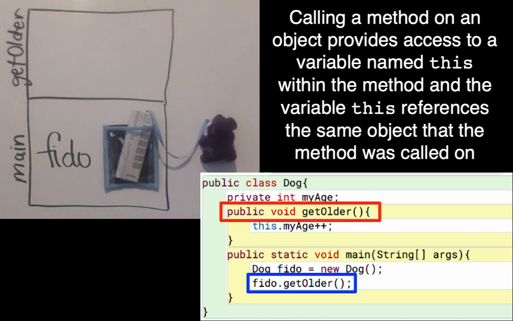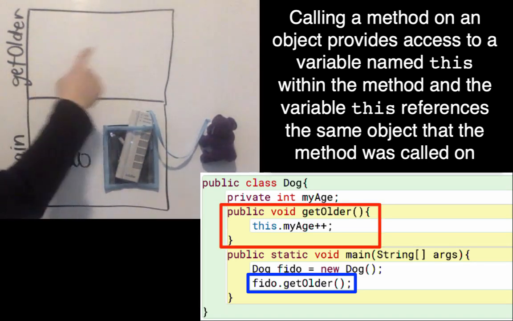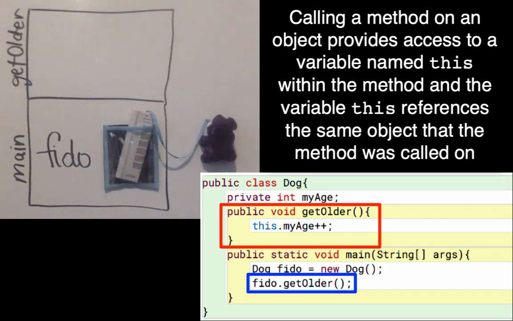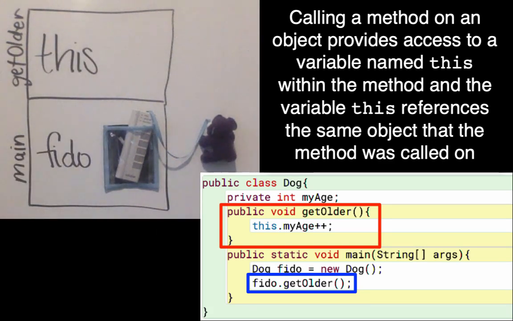Okay, when I called the method getOlder, I didn't pass any argument, so I don't have anything in between those parentheses. Because you can see the getOlder method doesn't take any arguments. But something important happens when I call a method on an object. When I call a method on an object, like here I'm calling a method on fido, inside that method I need to be able to reference that same dog. And so what Java does for us is it provides inside that method a variable named this. So we didn't have to create that variable. Java did that for us.